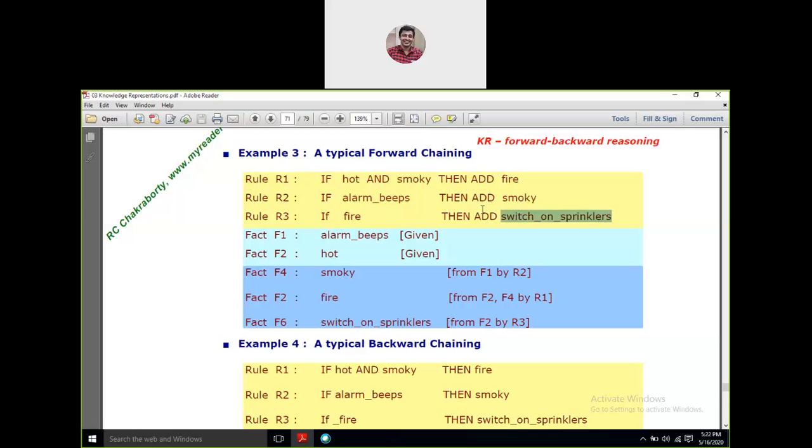Now, in this colored part, we do have the set of rules ranging from R1, R2 till R3. And after that in the working memory part, I do have two facts that have already been provided to me. What are those facts? The alarm beeps and it is hot. These are the facts that are given or provided.